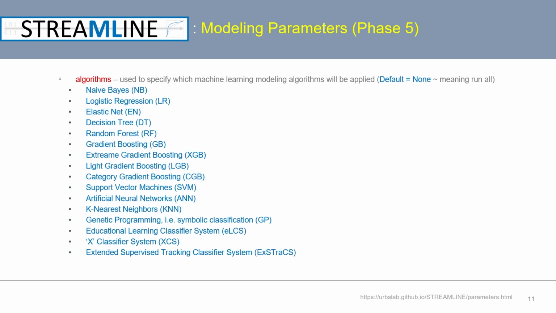Here we have a list of 16 scikit-compatible machine learning modeling algorithms currently available within Streamline. The abbreviated names in parentheses are used in this run parameter to specify that algorithm should be run. Related to the algorithm's run parameter is the exclude run parameter, allowing users to specify which machine learning algorithms to exclude from analysis, meaning that overall by default, Streamline will run 14 machine learning algorithms, with the exception of ELCS and XCS.